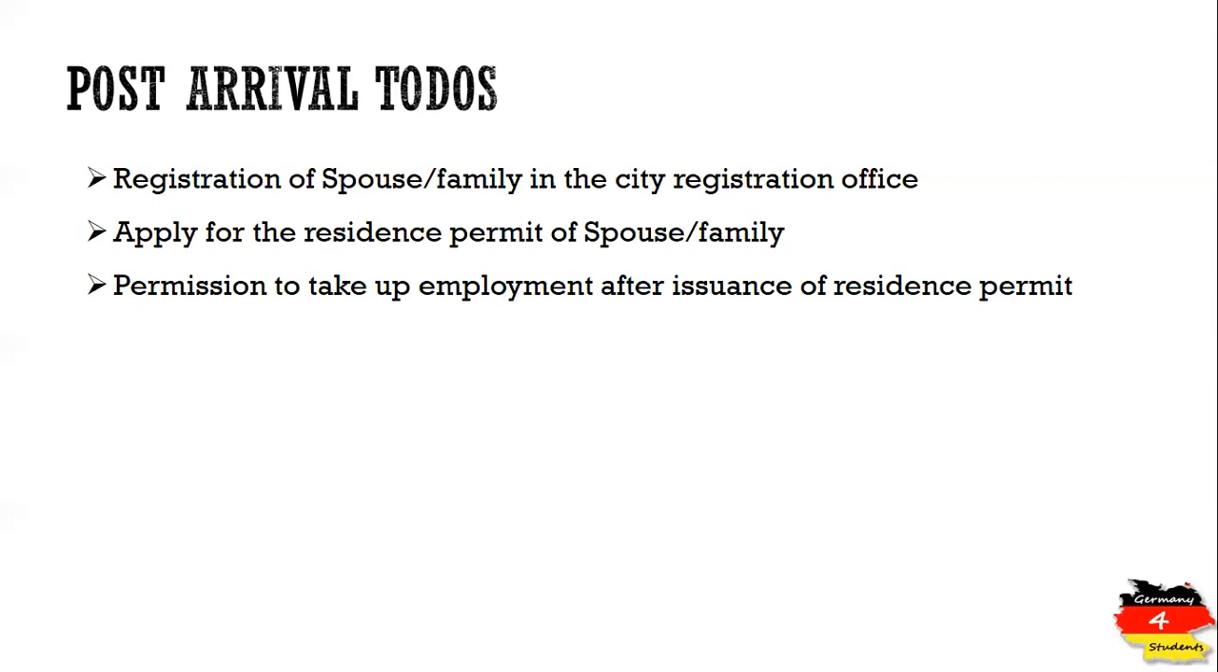And once you have got the residence permit, the spouse is automatically allowed to take up any kind of employment. So it's connected with the residence permit that the spouse is able to work. So this is the process. These are the requirements. I hope this will provide you a base to apply for a family reunion visa. I wish you all the best for your visa application.